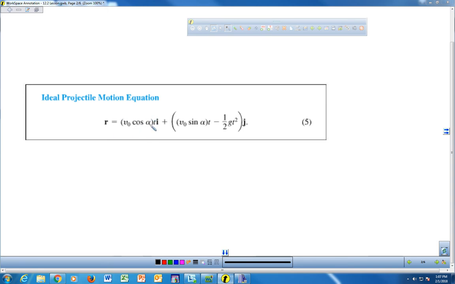And then times some parameter t. So after 1 second, after 2 seconds, after 3 seconds, after 4 seconds, it's going to calculate the horizontal length of the projectile.